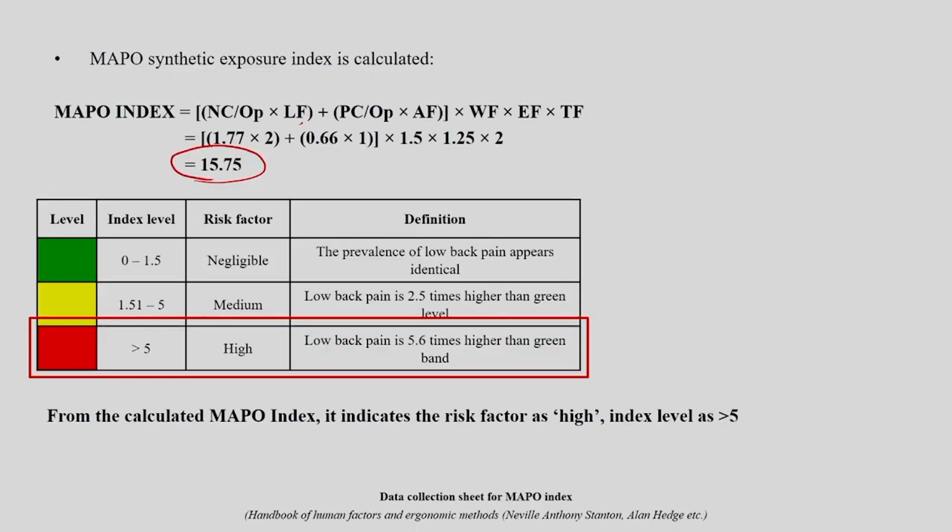So this is the lifting factor multiplied by the ratio of non-cooperative patients to operators, plus the partially cooperative patients to operators. Then you multiply with the wheelchair factor, environmental factor and training factor. Finally we get a value of 15.75. You can really understand this is very, very high. So the risk in this particular sector is quite high. It is 5.6 times higher than this green zone, right.